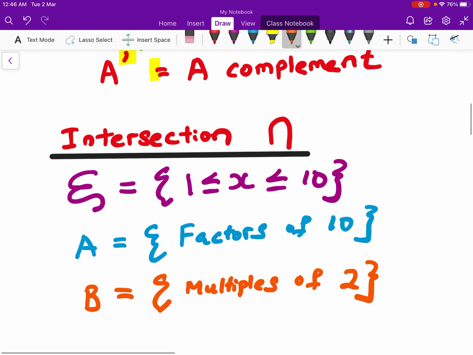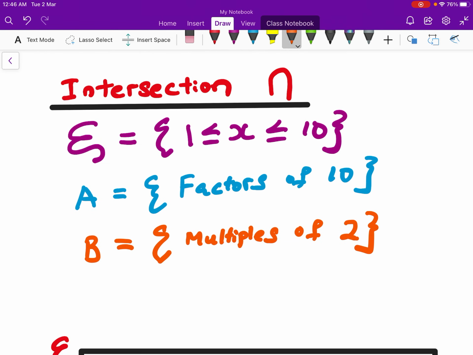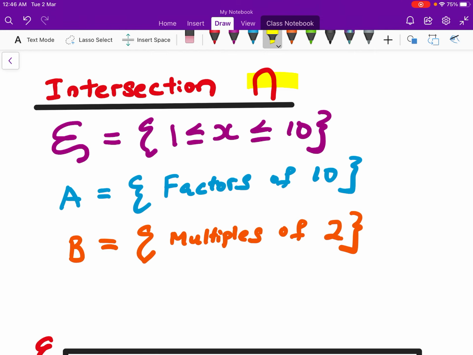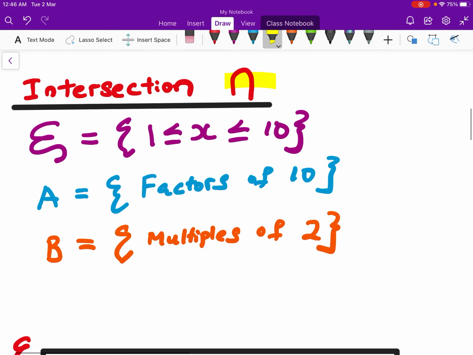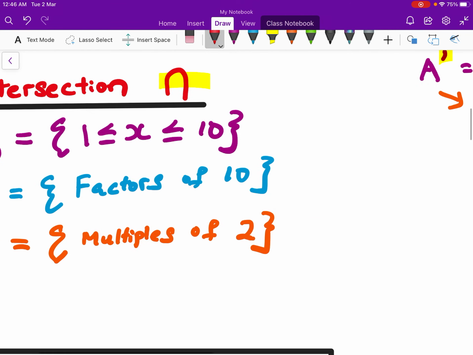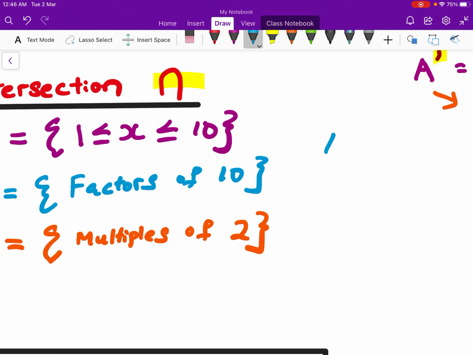Alright, so let us go to something more difficult called the intersection. So for intersection, I also have a symbol, which is like a U, but it's upside down. So I give a universal set from 1 to 10, and A is the factors of 10, B is multiples of 2. Then I ask you, what is A intersect B?